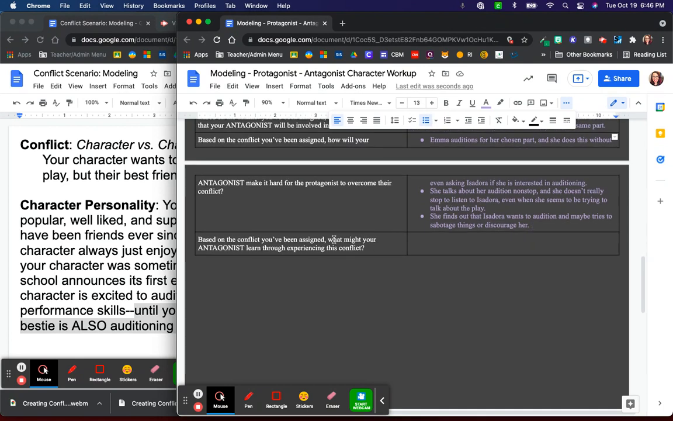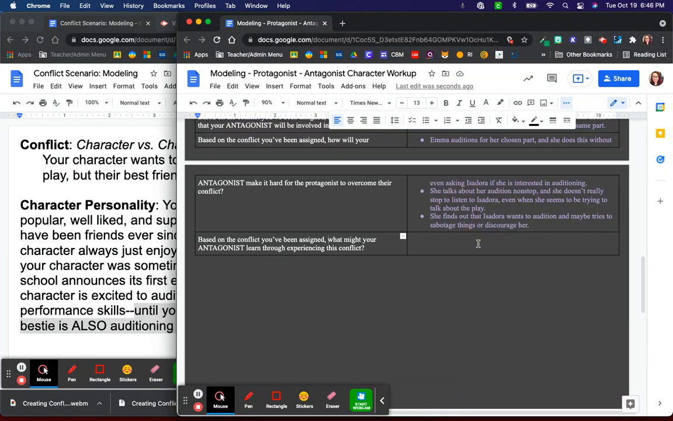And then what might the antagonist learn through experiencing this conflict? So this goes back to the idea that the protagonist is usually the character who's changed the most, but it doesn't mean that other characters can't grow or develop. And in fact, stories are richest when a lot of our characters learn various things throughout the narrative, even if they're not necessarily the main characters.